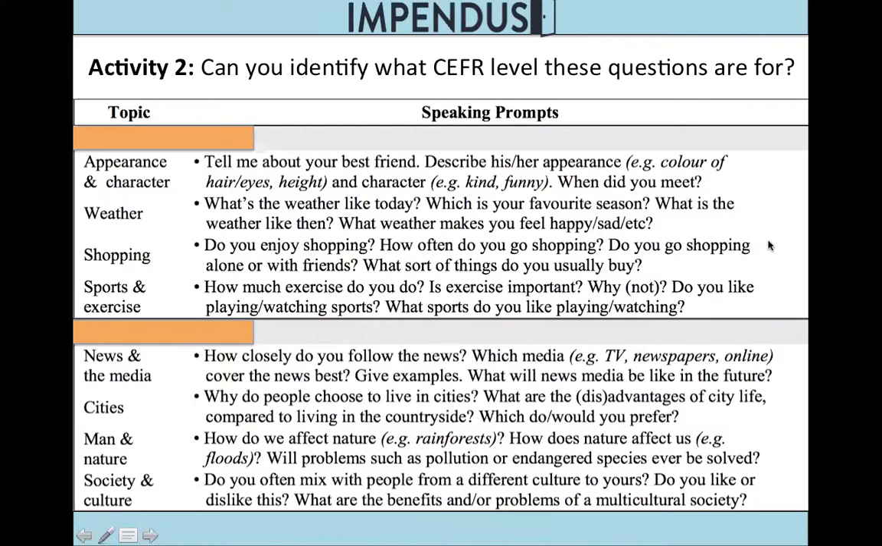What level do you think this is? Could it be A1, A2, B1, B2, C1, C2? Would you just put it as elementary or intermediate? Take a moment and think, and I will show you the answer in 15 seconds.